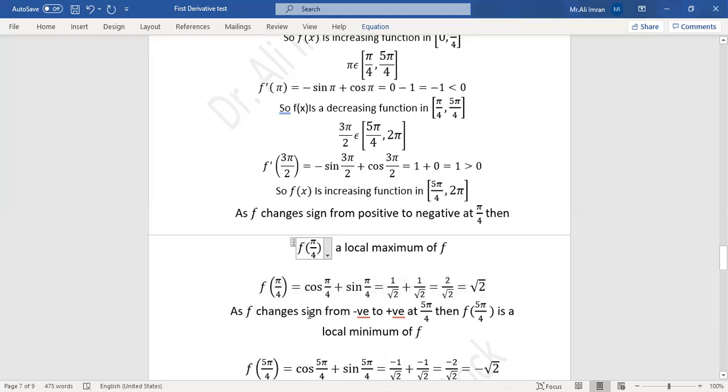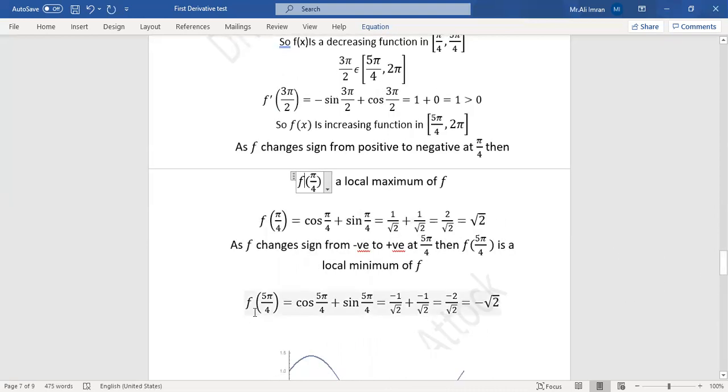Now, as f changes sign from negative to positive at 5 pi by 4, f of 5 pi by 4 is a local minimum of f. This local minimum is determined as f of 5 pi by 4 is equal to cos 5 pi by 4 plus sin 5 pi by 4, which is equal to minus 1 divided by square root of 2 plus minus 1 divided by square root of 2, which, after simplification, is equal to minus square root of 2.